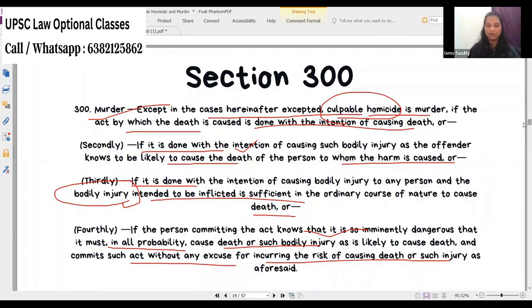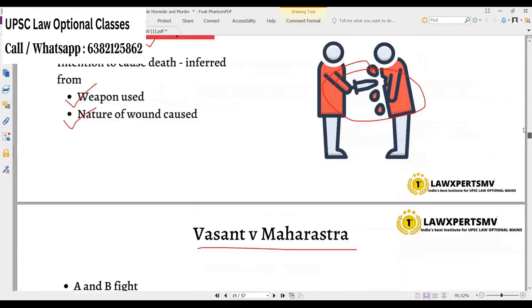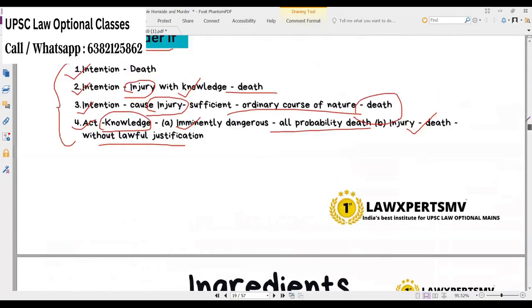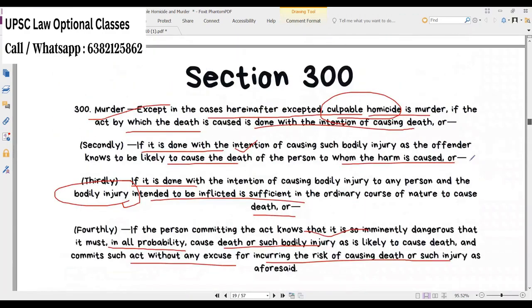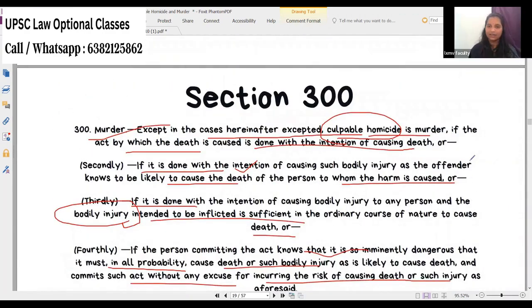Okay. We'll go to the fourth point. Madam, still there are many people who think that he will be surviving. Still, there is no chance of surviving, sir. Only when the person is dead, then culpable homicide and murder will come. So let me read these clauses, sir, so you can get it from even the Bare Act. Secondly, if it is done, that is culpable homicide is done with the intention of causing such bodily injury as far as the offender knows to be likely to cause death of that person. That is clause 2.